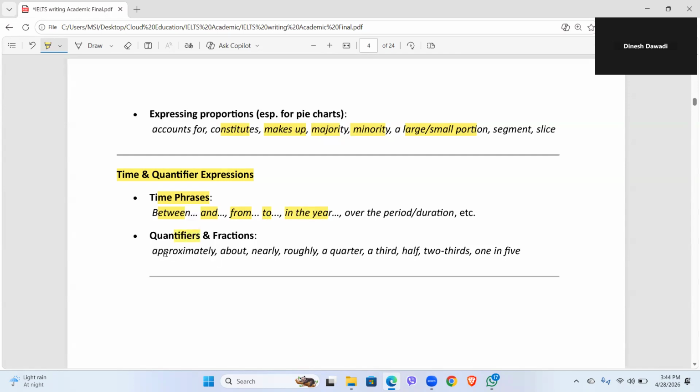And quantifiers like approximately. Sometimes we may not know the exact data, the exact number. In that situation, just use this kind of quantifiers like approximately, about, nearly, roughly, around, right? And fractions also we can use, like a quarter, third, half, 2/3, 1 in 5. We can use this kind of fractions too.